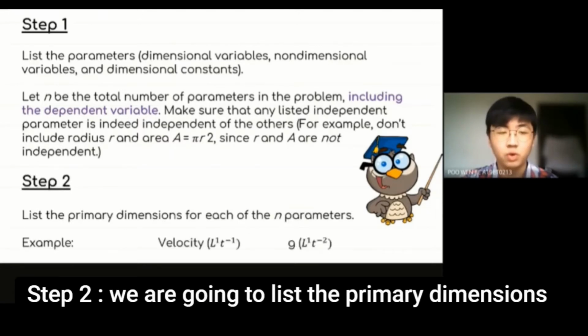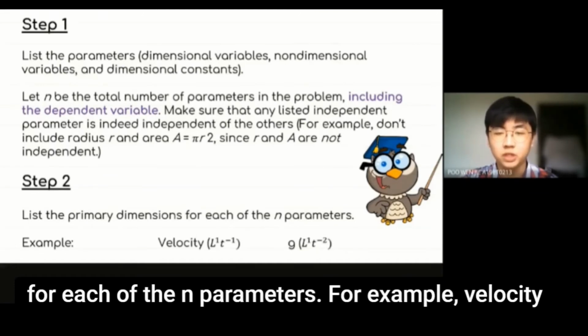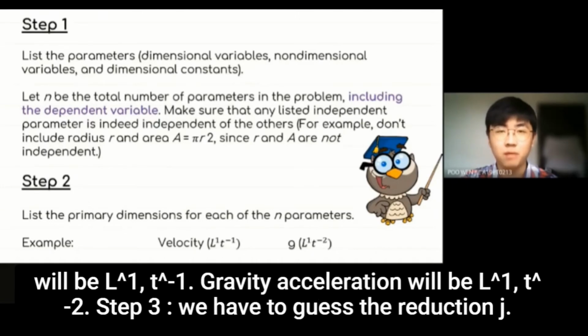Step 2. We are going to list the primary dimensions for each of the n parameters. For example, velocity will be L to the power 1, t to the power negative 1, and the gravity acceleration will be L to the power 1, t to the power negative 2.